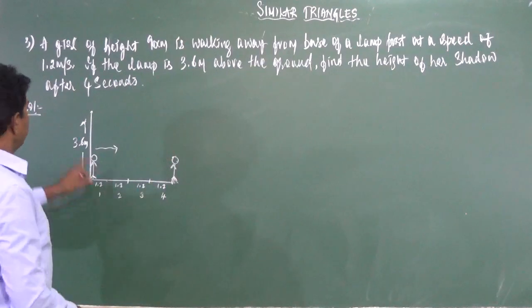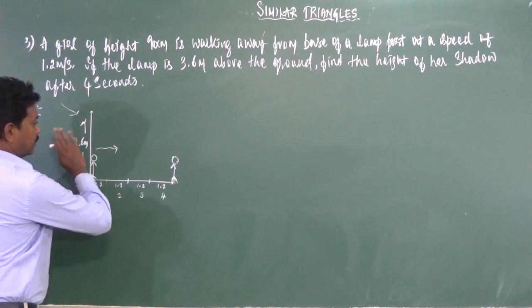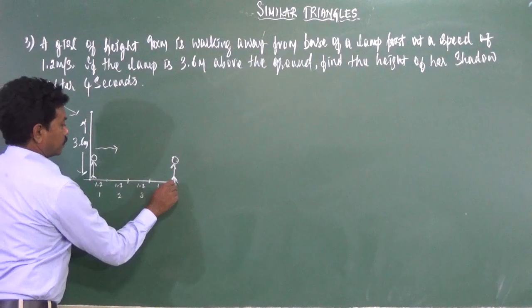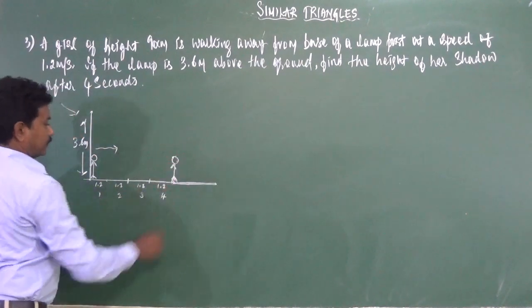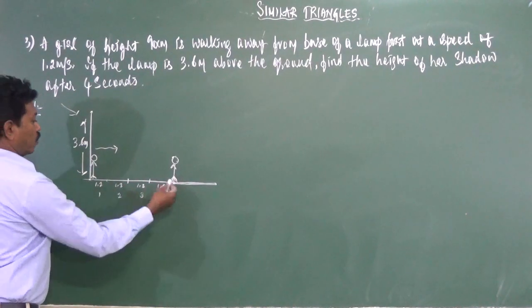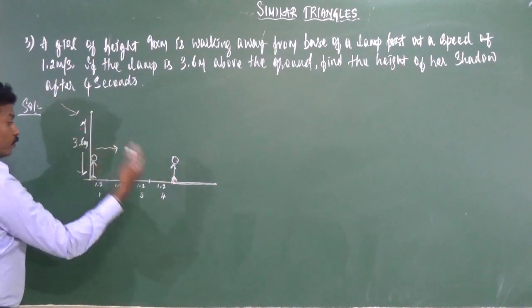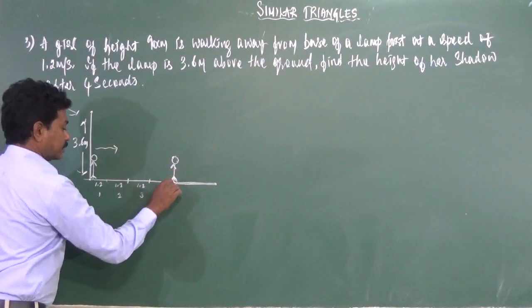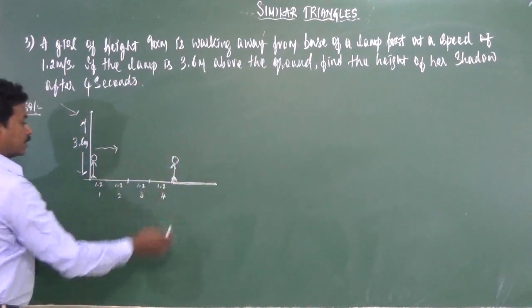Find the height of her shadow after 4 seconds. So if the light is falling on the lamppost and also the same light is falling on the girl, you have to find the shadow of the girl when she walks at a speed of 1.2 meter per second for 4 seconds. After walking for 4 seconds, the girl will be at this point. Now when the girl is standing at this point, you have to calculate the length of her shadow, that is this length.